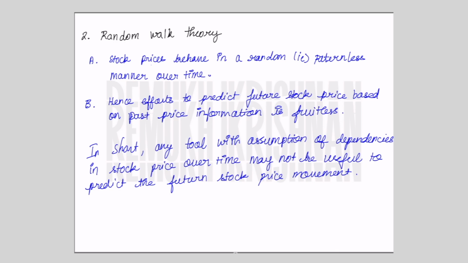In short, any tools with an assumption of dependencies in stock price over time may not be useful to predict future stock price movement. That means if you pick any tool and that tool says, based upon past stock prices, it is going to rise by this percentage, then you should not rely on that particular tool, because based upon the random walk theory, stock price movements are random and patternless. Out of it, you can't come to a conclusion.